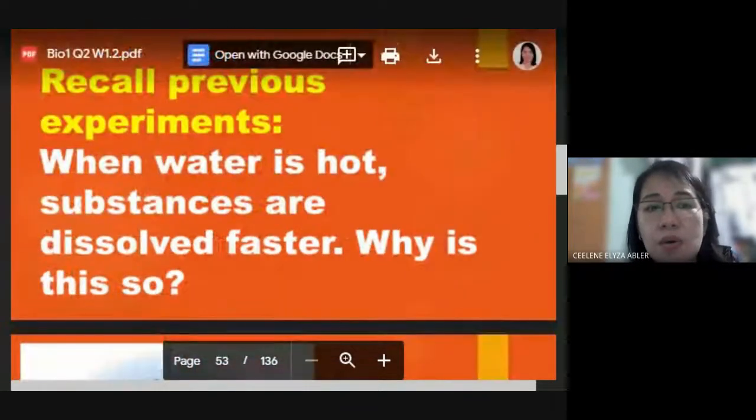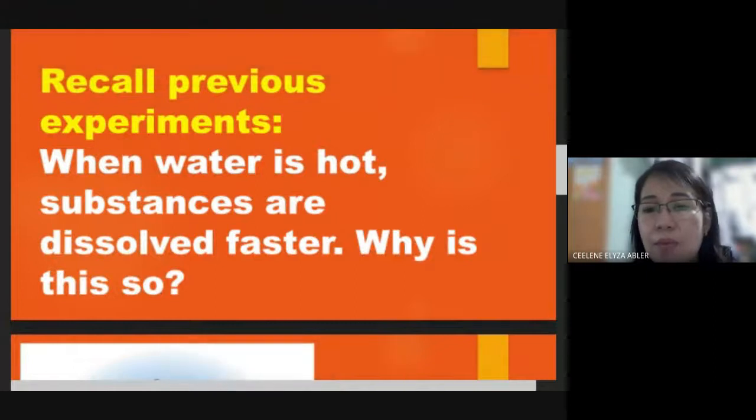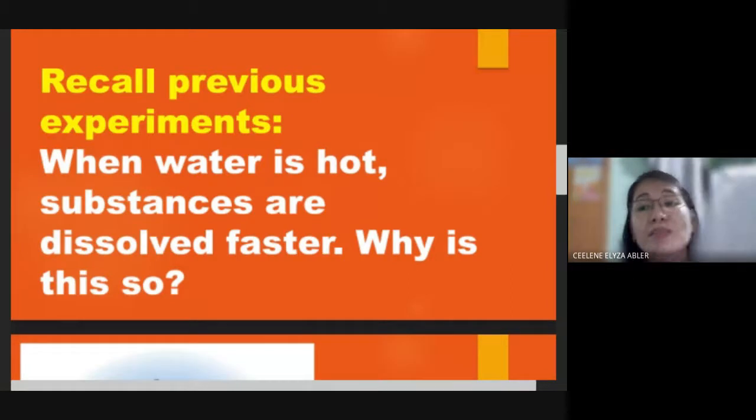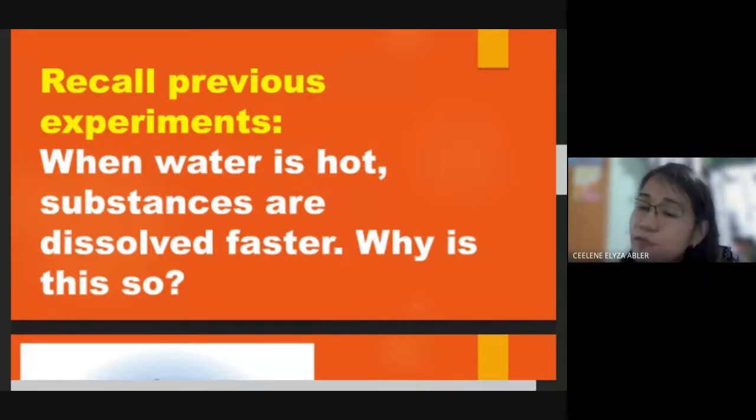Okay? So usually, di ba, we maintain a higher body temperature. It's because substances are actually dissolved faster, and as you learned from your module 2, mas mabilis din si enzyme makatrabaho during that time. So it's the peak or the optimal na temperature that's required for enzymes to actually work.